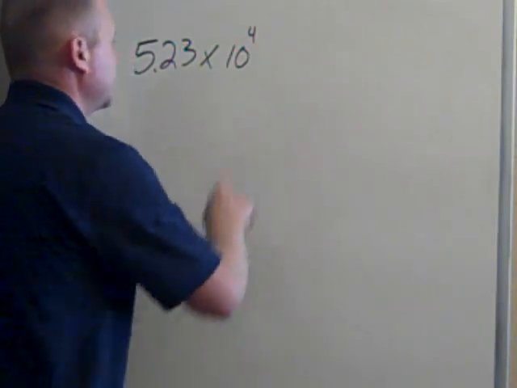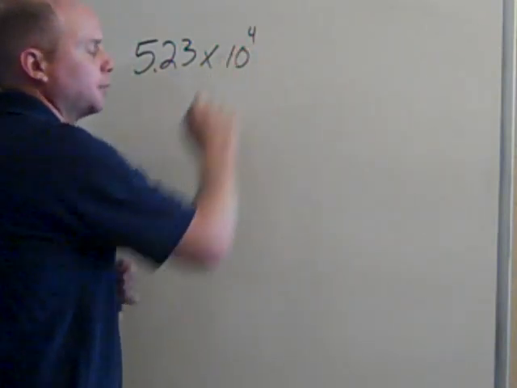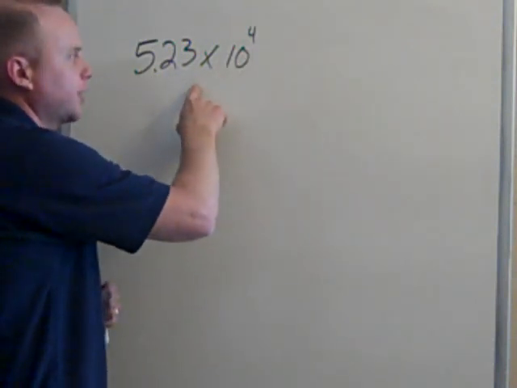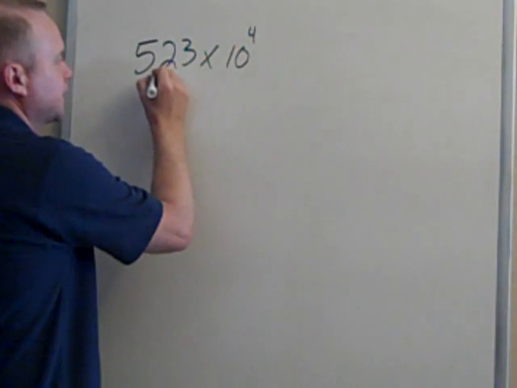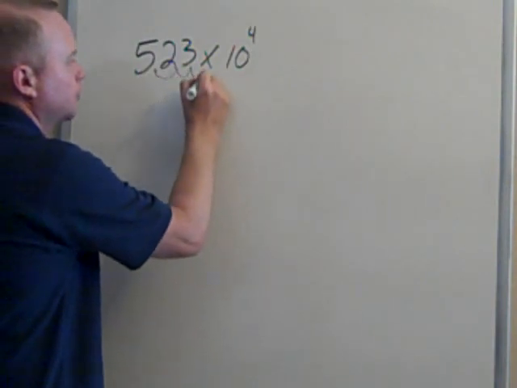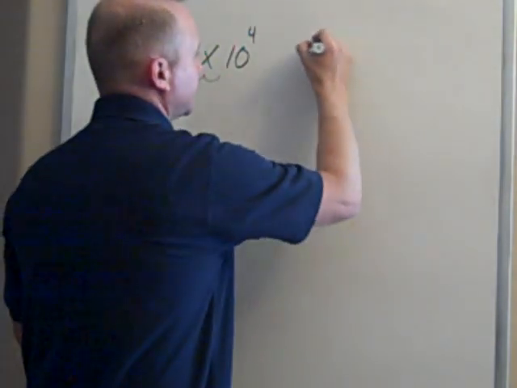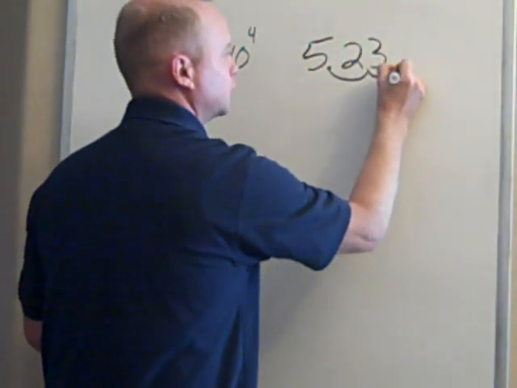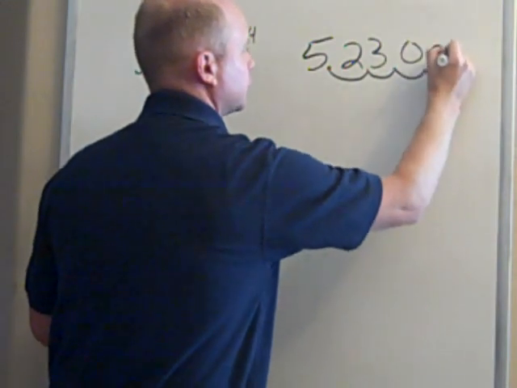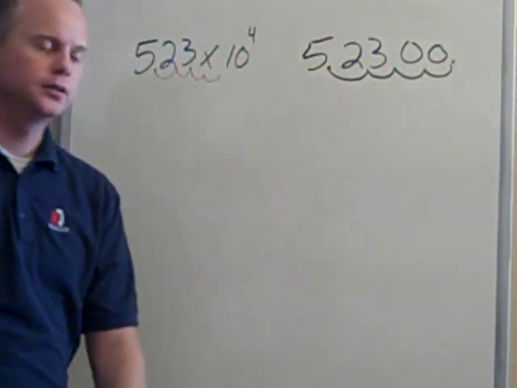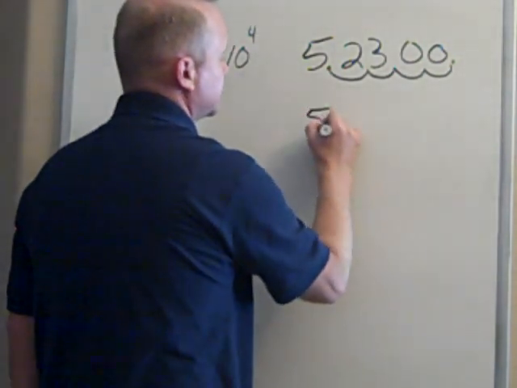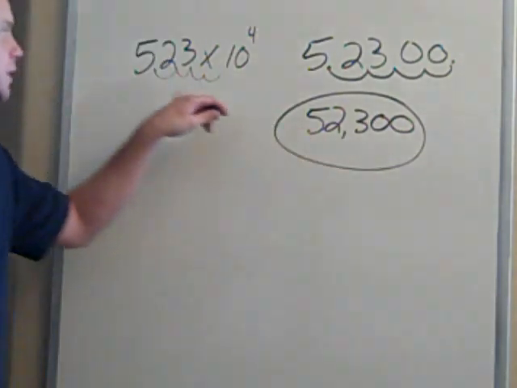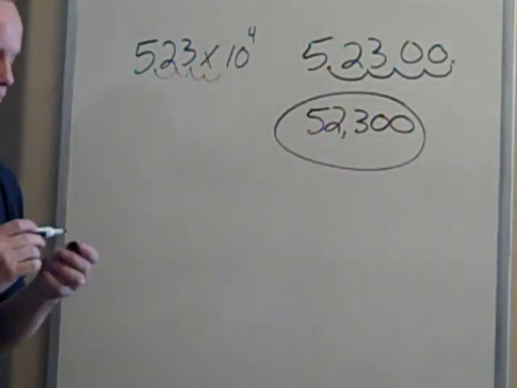In its expanded form, what we do is we take this number up here, this is a positive 4. If it is a positive 4, that means we're going to go in the right direction 4 spaces. So I'm going to take this number, 5.23, and go over 4. 1, 2, 3, 4. I'll need to fill those in, and I put my new decimal right there. So this number here is actually 52,300. That is your original number. This is that number in scientific notation.